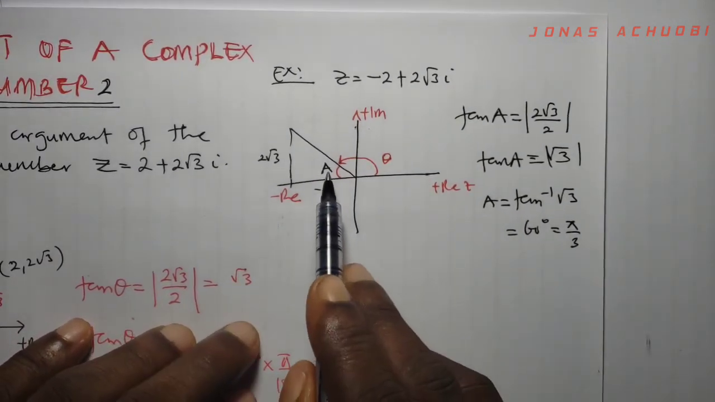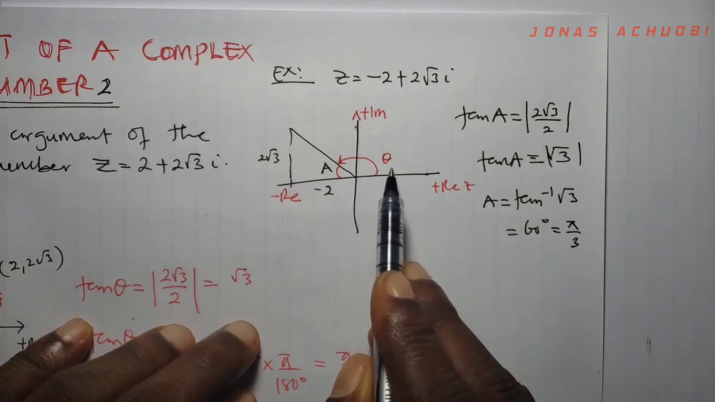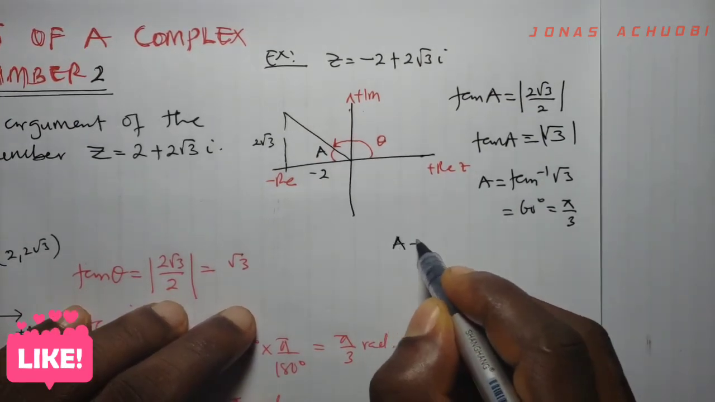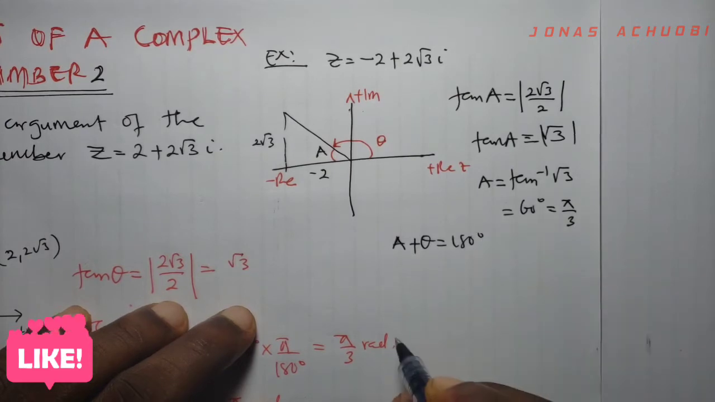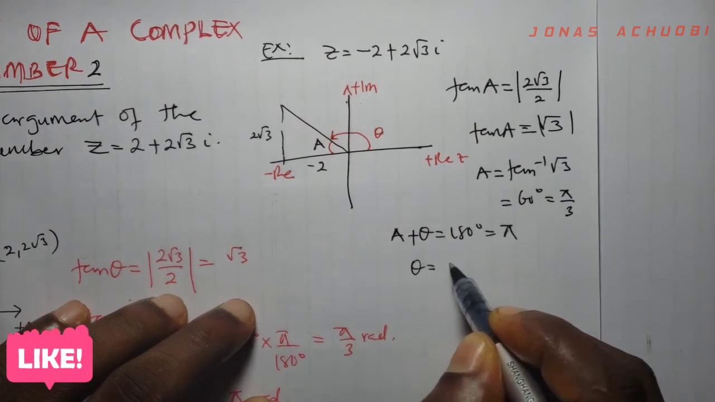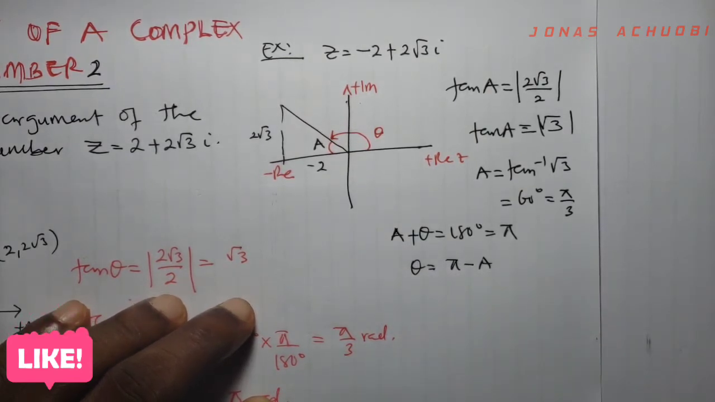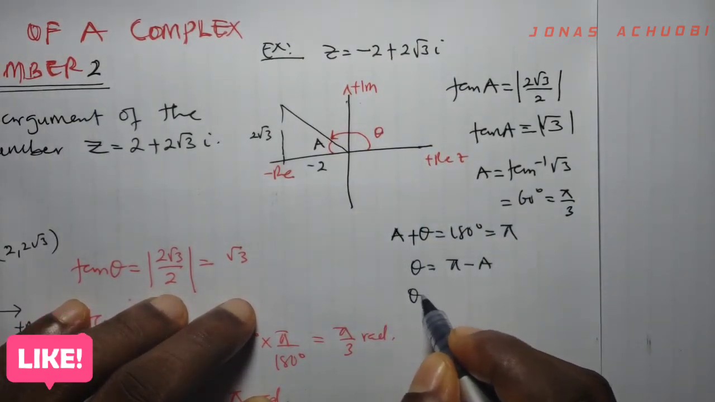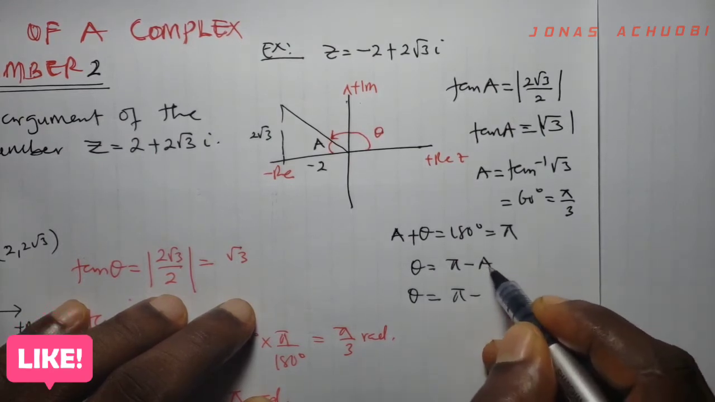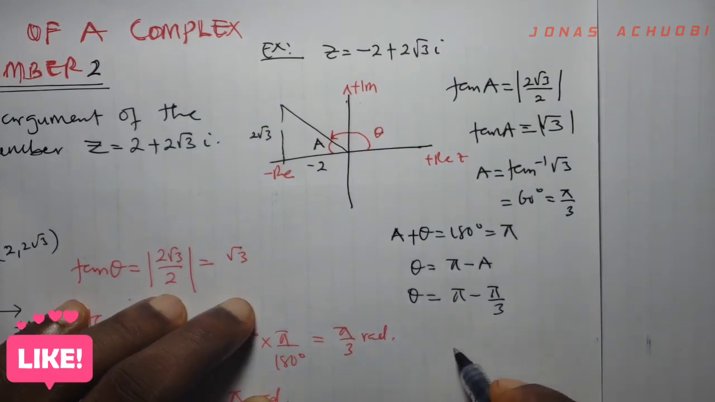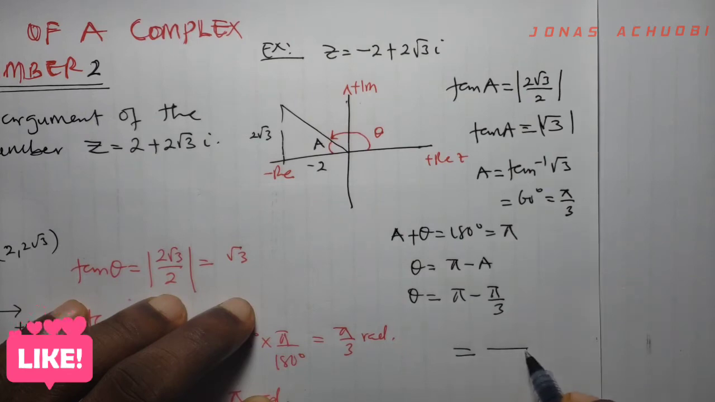But recall that A and theta are supplementary angles rather, that means they sum up to 180 degrees. So we recall again that angle A plus angle theta is 180 degrees. In radians, that is pi. So the argument theta is equal to pi minus A. To find the argument of the complex number given to us here, we simply say the argument theta is equal to pi minus A, and our A is pi over 3. If you tidy this up carefully, the LCM there is 3, and you get 2 pi by 3.